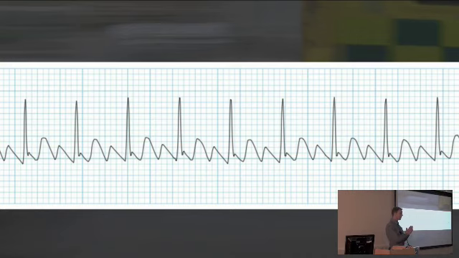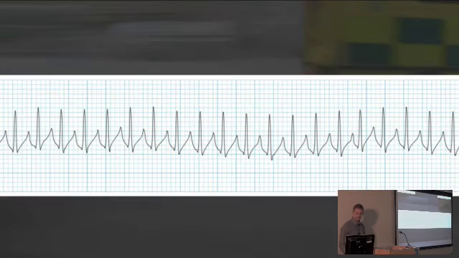So if you see a narrow complex tachy going at 150 beats per minute, atrial flutter should always be in your differential. And sometimes if you give those patients adenosine, or you're trying to slow the heart rate down with a vagal manoeuvre, when the heart rate slows down, you suddenly see this nice pattern of sawtooth waves going along. And you've nailed the diagnosis of atrial flutter. Not cured it, but you've nailed the diagnosis.